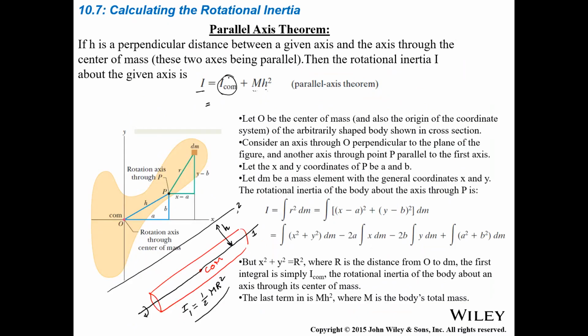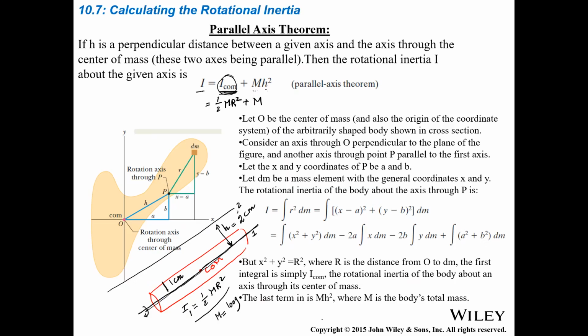So what's the rotational inertia when the axis of rotation was passed through the COM? What was I? Half mr squared. I'll add the mass of the cylinder and this distance. Let's say I told you this distance is 2 centimeters. And the cylinder had a radius 1 centimeter. And its mass is 100 grams.